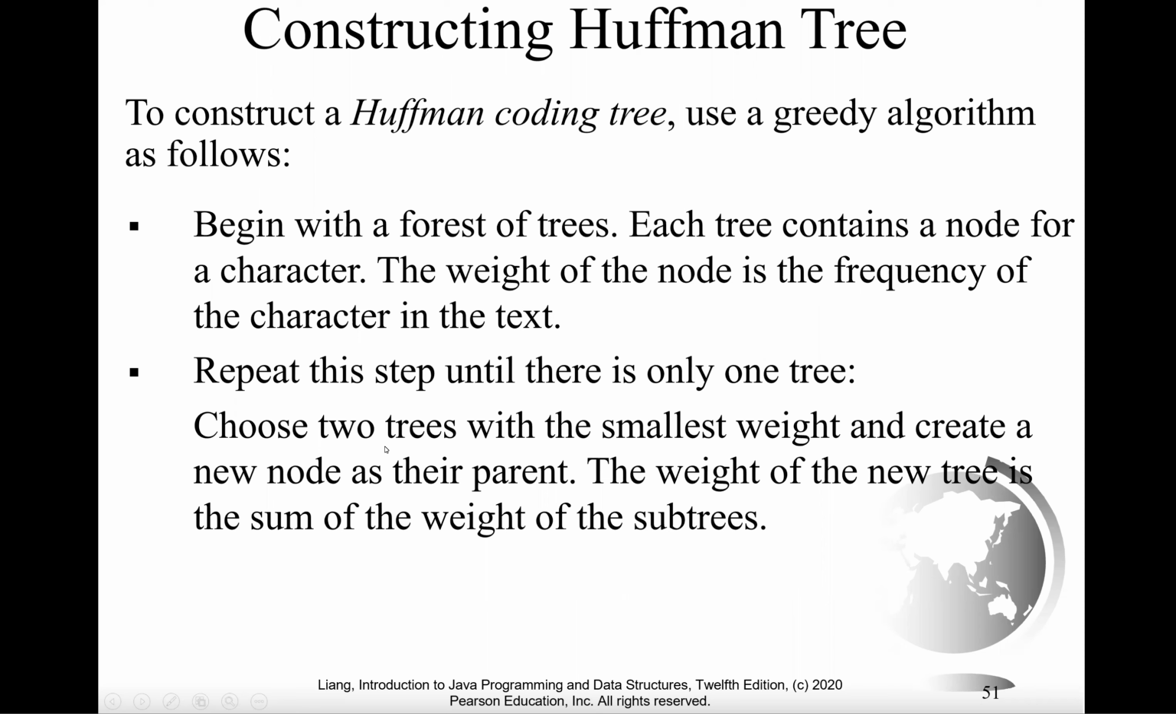We're going to choose 2 trees with the smallest weight and create a new node as their parent. The weight of the new tree is the sum of the weight of the subtrees. This step reduces the number of trees by 1. Eventually, all these trees are merged into just one big tree.